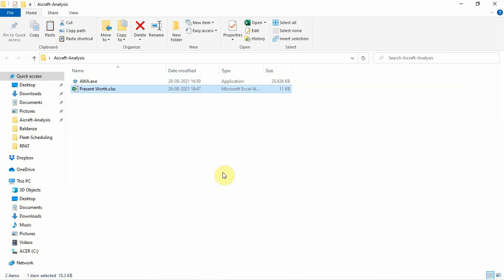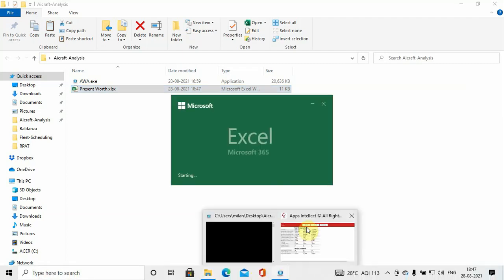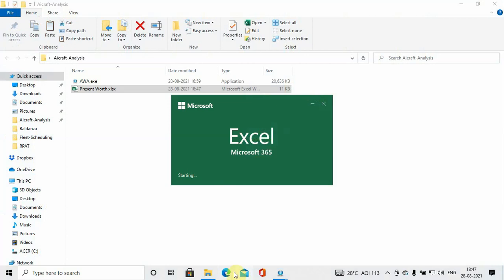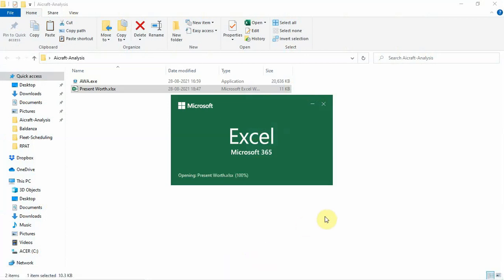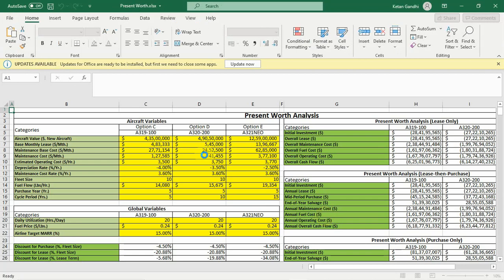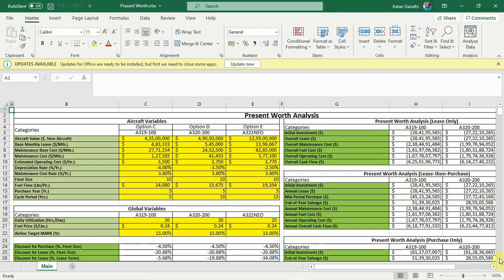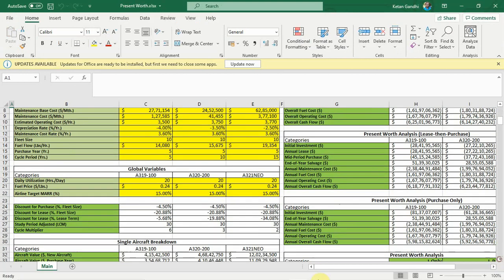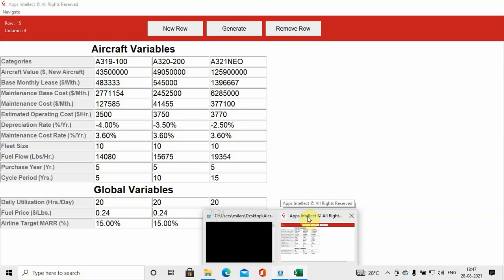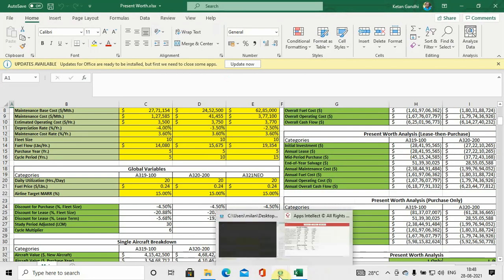So based on these input parameters, which we saw here, a report has been generated, and we'll have a detailed analysis of this present worth analysis application. The yellow highlighted cells are the ones which were input during this particular scenario. So this is what we input here.